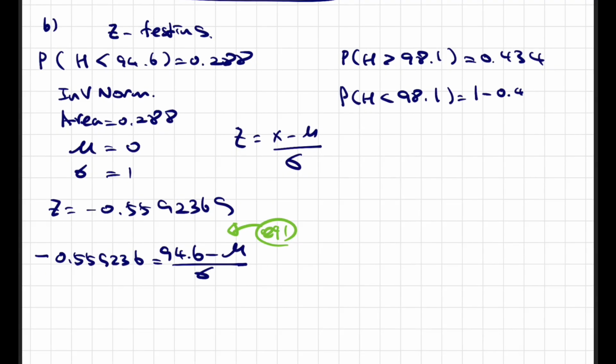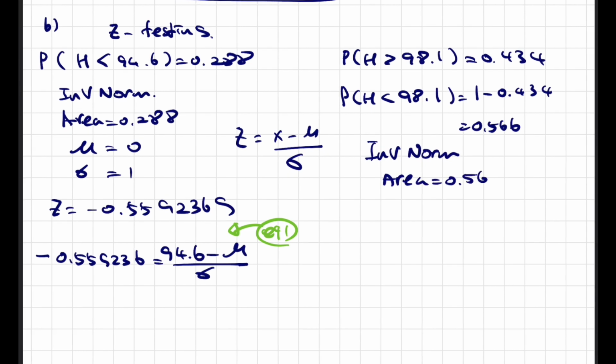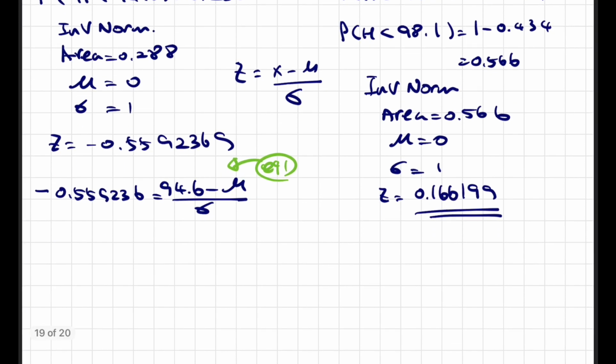Then for the second part, we have to subtract 0.434 from 1, right? Then we will get 0.566, and when we are using the inverse norm, we have to set the area as 0.566, the mean value as 0, and standard deviation 1. Then we get a z value equal to 0.166199, right? Then we can set our z equation as 0.166199 equals 98.1 minus mean over standard deviation.